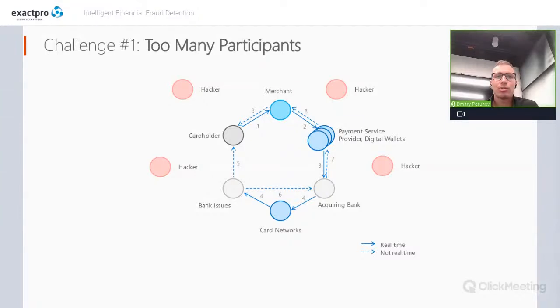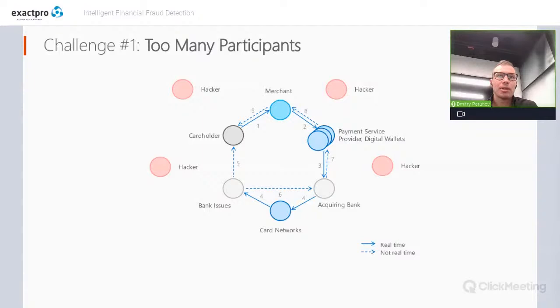In real life, it's more complex. There are a bunch of such diagrams for different payment types, for ATM payment, for interbank transfers, for the fraud dispute process. But it's not all bad news.